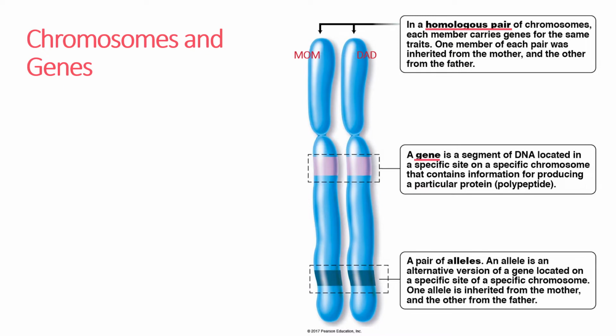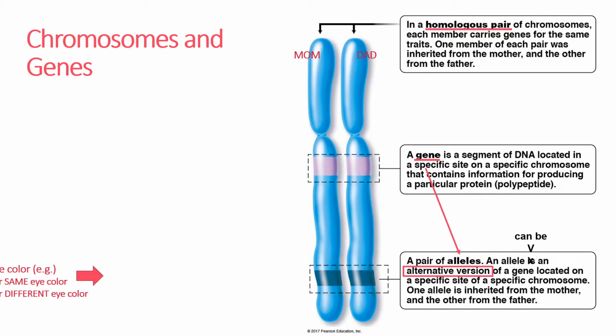Genes are segments of DNA on chromosomes that code for specific products, most often proteins. It's possible for there to be more than one version of each gene. We call these different gene versions alleles. An allele can be an alternative version of a gene that's located at the same place on the homologous chromosomes.